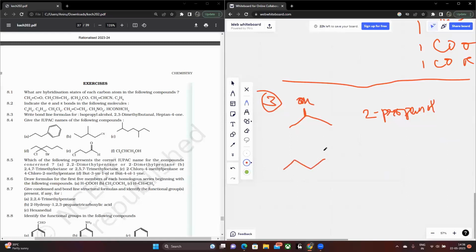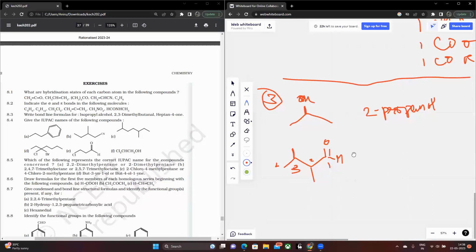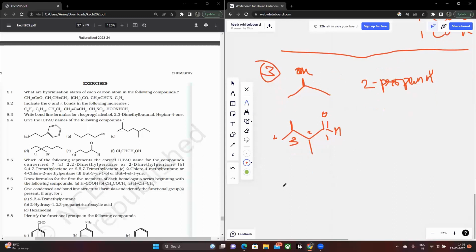First, write down butanol. The bond line formula for simple butanol is 1, 2, 3, 4, double bond O, single bond H, right? Since it's 2,3-dimethyl-butanol, this is 1, this is 2, this is 3, this is the 4th carbon. That's the numbering because the aldehyde group has highest preference over here. Since it's 2,3-dimethyl, you add a single line at 2, you add a single line at 3. This is 2,3-dimethyl-butanol, right? And finally, you have heptan-4-one.